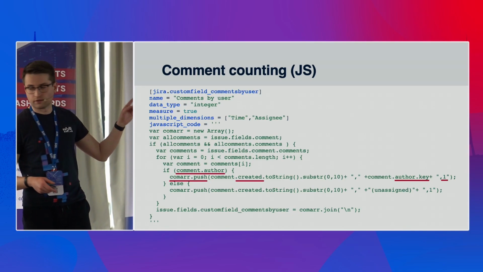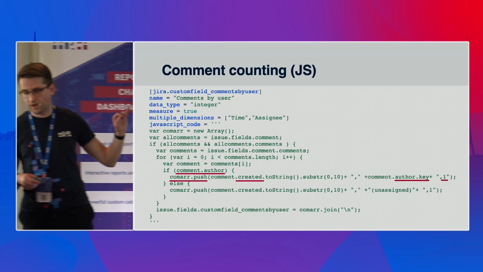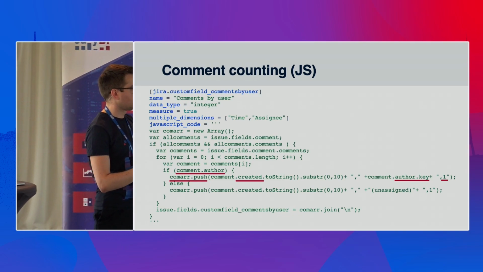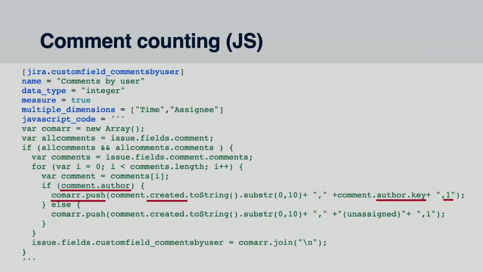You can find this in documentation as well. When you're mapping to multiple dimensions, this is the order in which you need to push these values. When you have all of these values pushed to the array, you can again push all of these values up to the newly created custom field.